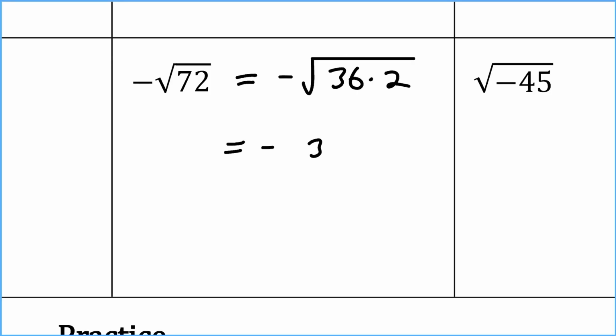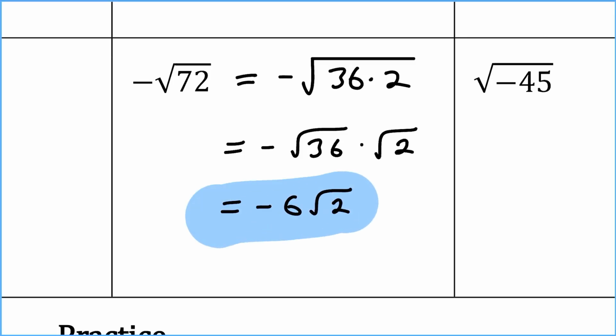And then separate the square roots. The negative is just going along for the ride. Anyways, you get the point. The square root of 36 is 6, and then root 2. All right, there you go. That would be the answer there.